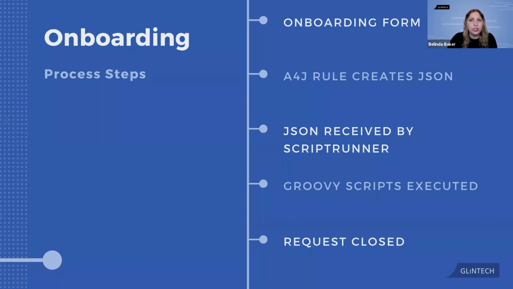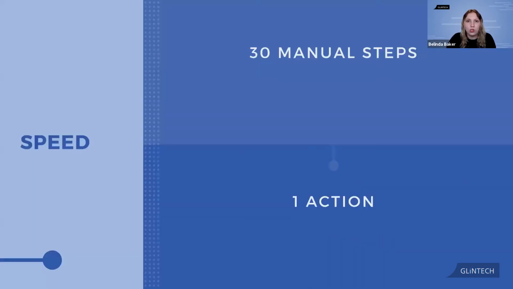Now, we've got Groovy scripts. It could be anything complex, a multi-step process. It could be triggering a REST API. It could be sending an email, anything you need. From there, once those actions are executed, then the request is closed.